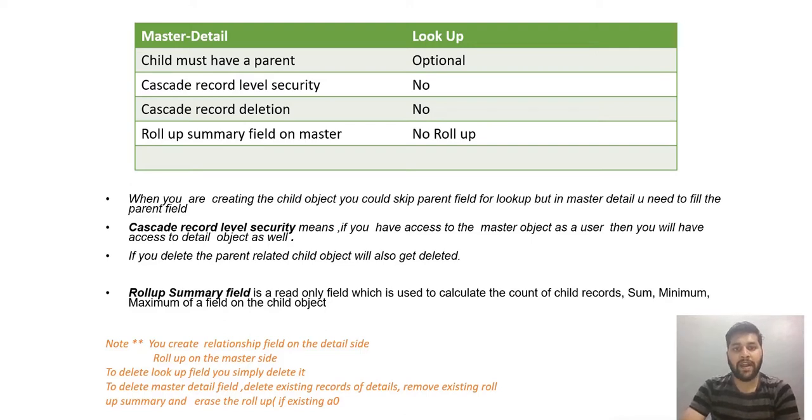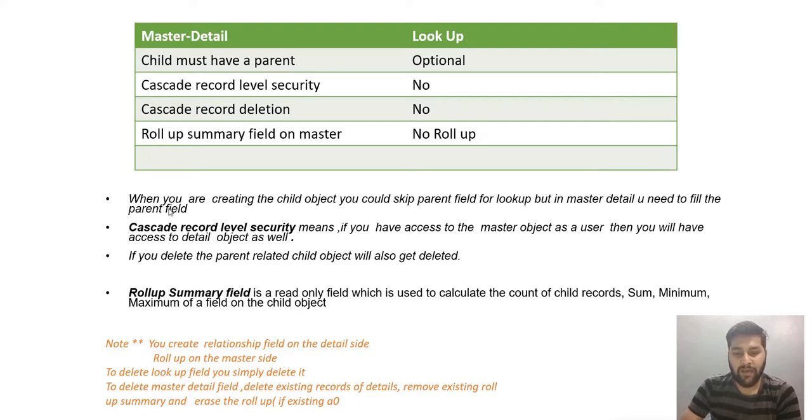Okay, so let's look into a few key differences between a master detail and a lookup. As you can see on your screen, child must have a parent, whereas in lookup it's optional. What does it mean? Look into point 1 that I have mentioned here. It says when you are creating the child object, you could skip the parent field for lookup, but in master detail you need to fill the parent field.